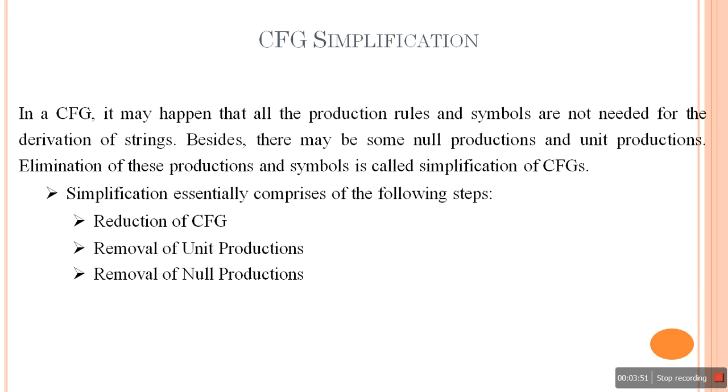Besides, there may be some null productions and unit productions. We have seen in previous examples also there are some production rules which have null productions or unit productions. So we have to eliminate these productions and symbols. Elimination of these productions and symbols is called simplification of context-free grammar. Simplification of context-free grammar is done in 3 steps. Number 1, reduction of context-free grammar. Number 2, removal of unit productions. And number 3, removal of null productions.